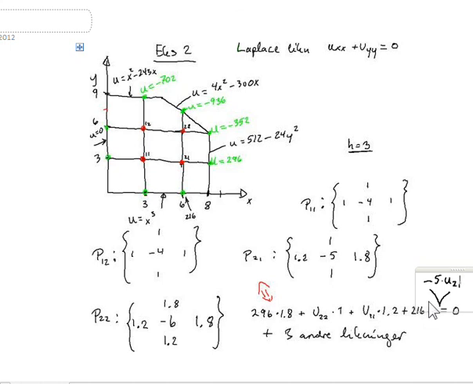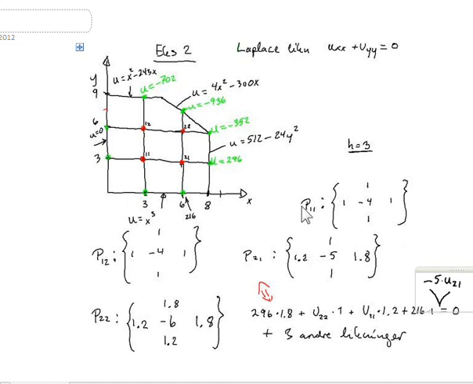And afterwards we subtract with 5 times the value we are standing in, the value u21, and this should be h square multiplied with f, and f is 0 for the Laplace equation, so we are considering the Laplace equation here.